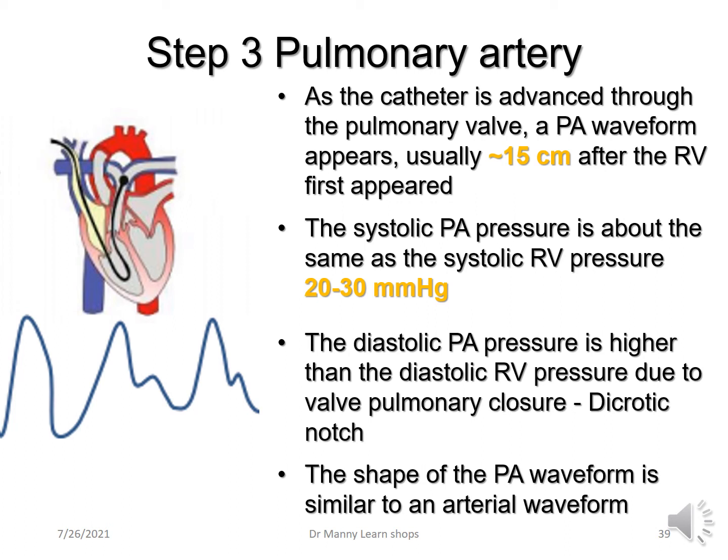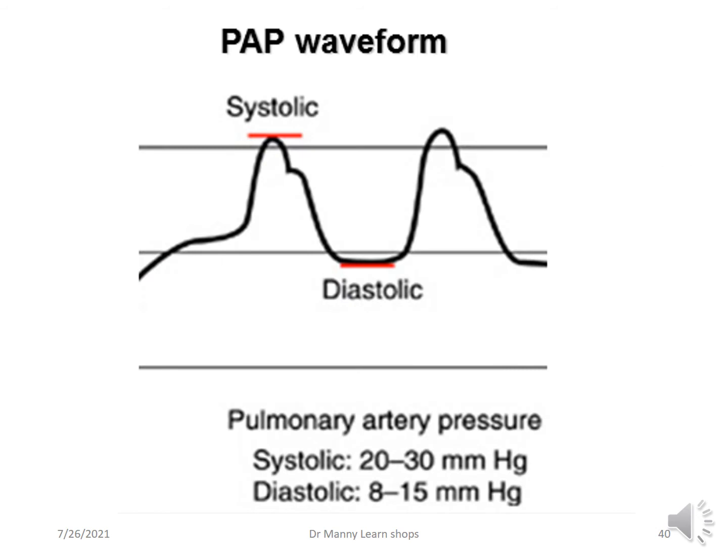The shape of the PA waveform is similar to that of an arterial systemic waveform, but the pressures are much lower because the pulmonary artery is in a lower pressure circulation, the pulmonary circulation. The PA waveform, as we said, systolic basically the same, 20 to 30 millimeters of mercury, and the diastolic about 8 to 15, higher than the 0 to 8 from the right atrial waveform.